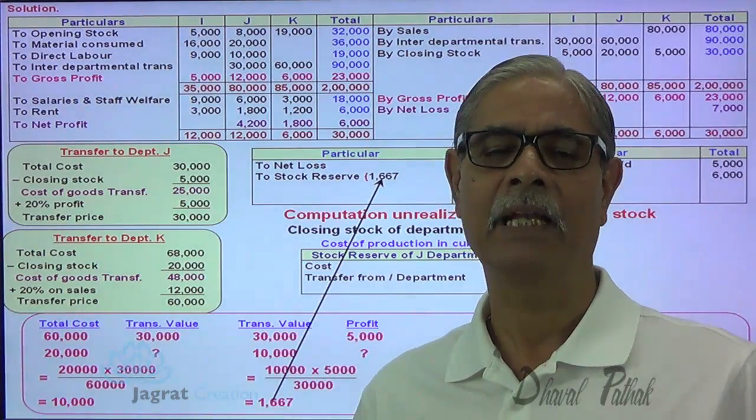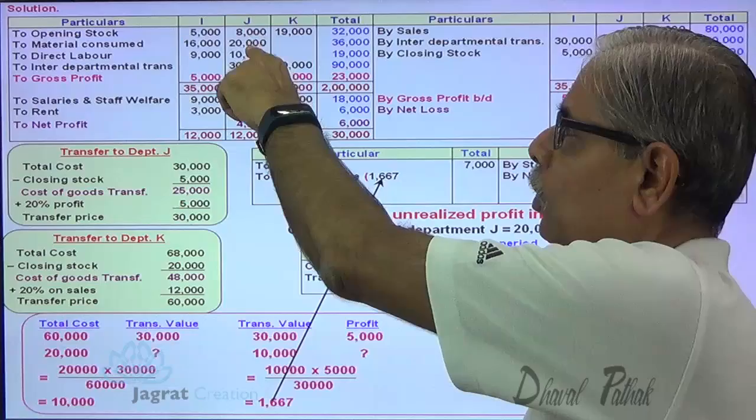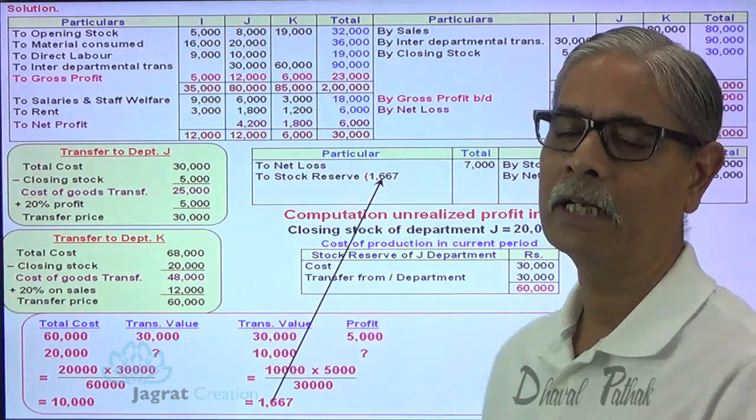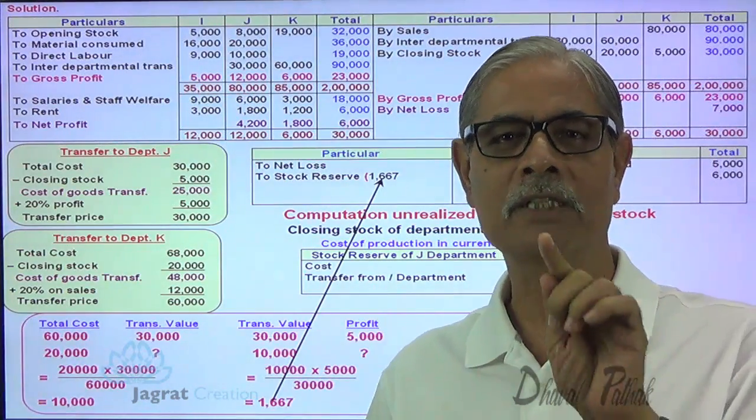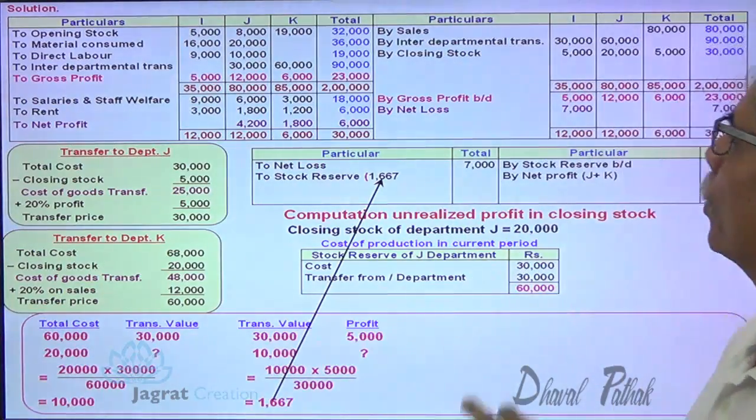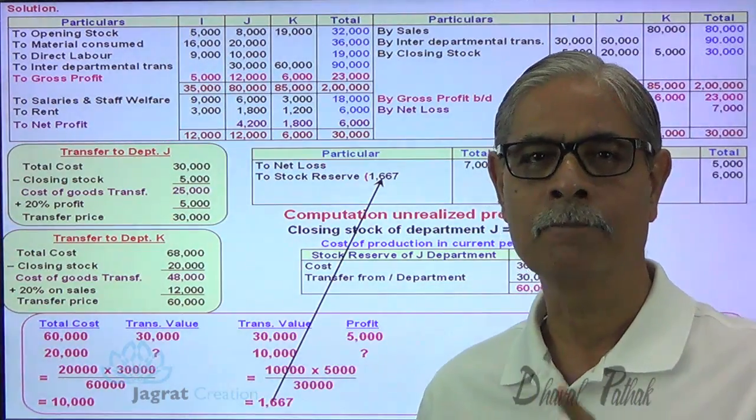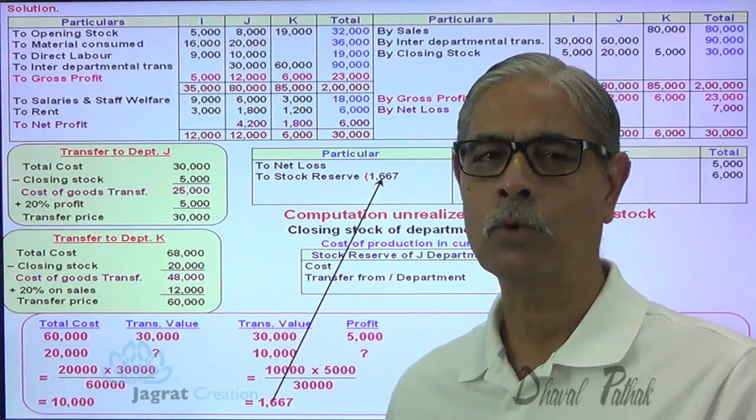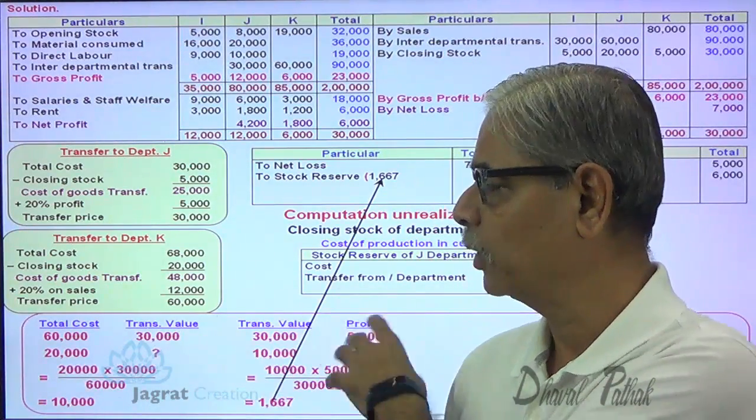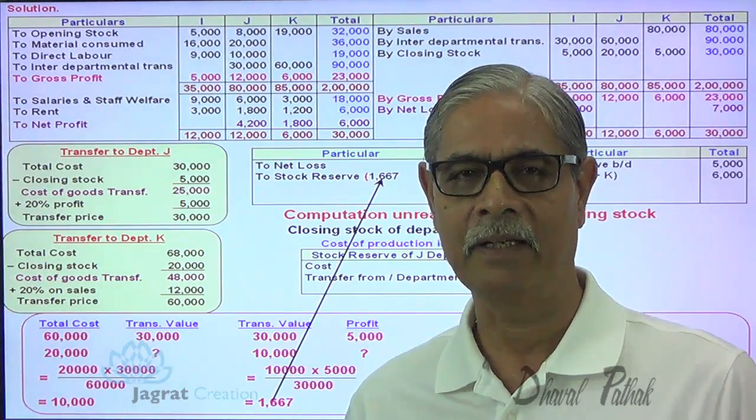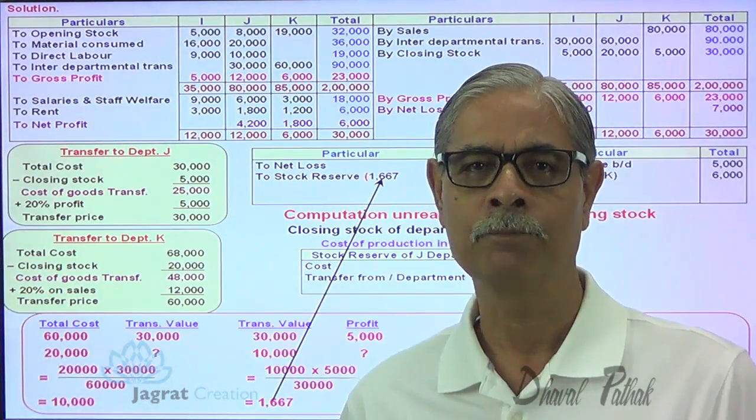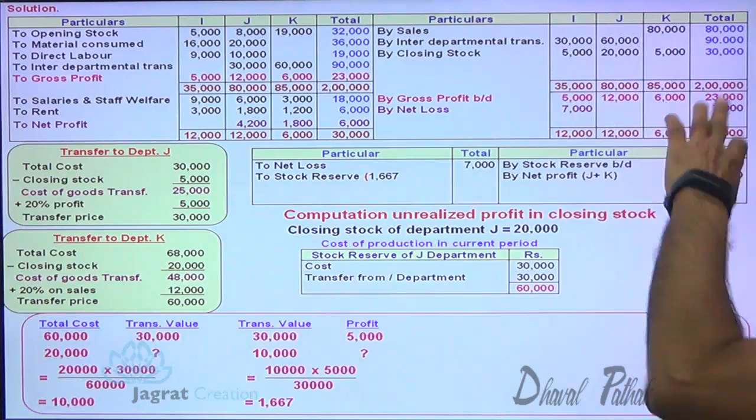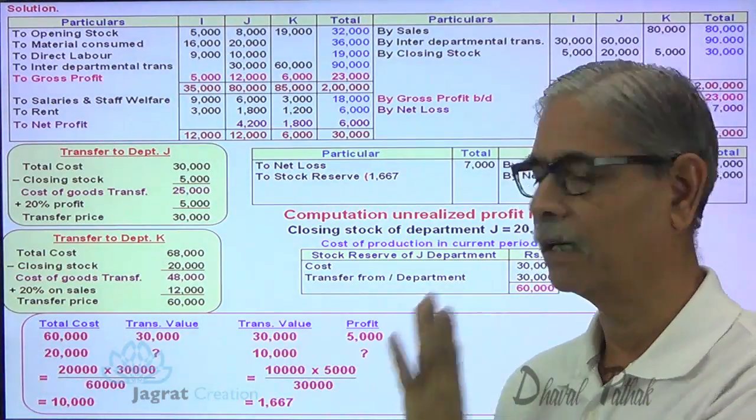I can explain the same calculation in a different way. Total cost 20 plus 10 plus 30, 60,000. In this 60,000, the profit element is 5,000. So in total cost of 60,000, the profit element is 5,000. What is the proportionate profit element in 20,000? Then also you will get the same answer, 1,667. But this is the right style to explain why it should be calculated in this fashion, that I am going to make clear when I try to find out the unrealized profit in the stock of the last department, that is K. So the stock reserve for department J is done.